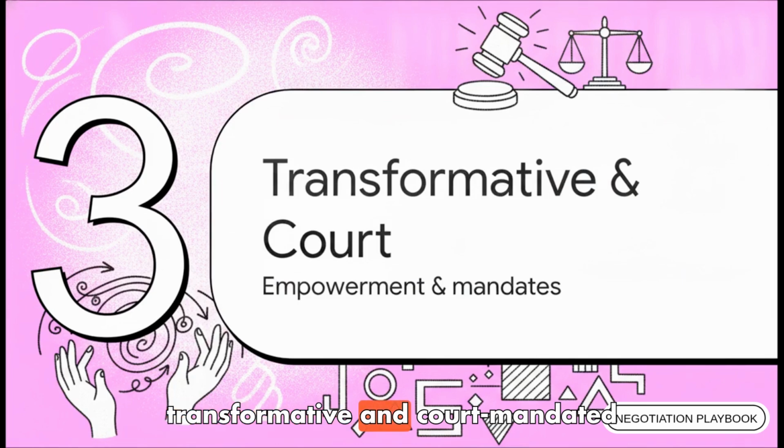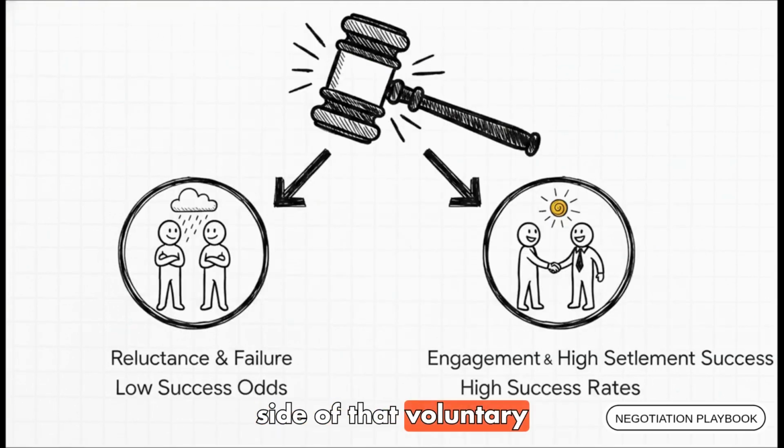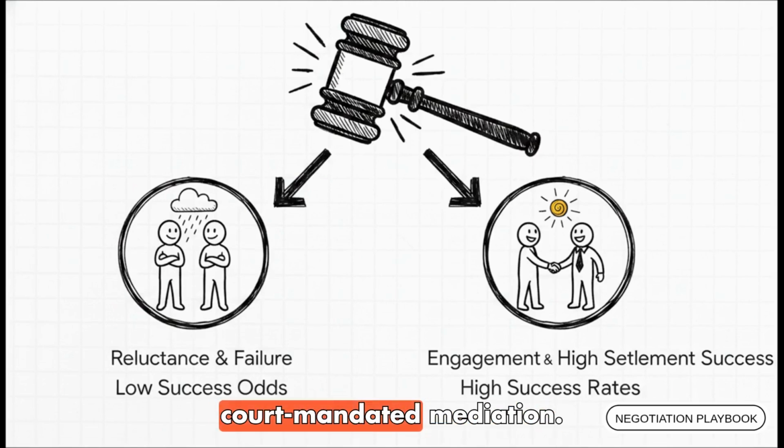Section 3, transformative and court-mandated mediation. We are looking at empowerment versus mandates here. Let's talk about transformative mediation first. Introduced way back in 1994 by Robert A. Baruch Bush and Joseph P. Folger, this model takes facilitative mediation and pushes it a massive step further. It is honestly the most ambitious model because it doesn't just want you to settle a dispute. It literally aims to empower the disputants and transform their entire relationship. The whole focus is on helping the parties build the skills they need to recognize each other's needs and create constructive, long-lasting change. On the total flip side of that voluntary, feel-good empowerment is court-mandated mediation.